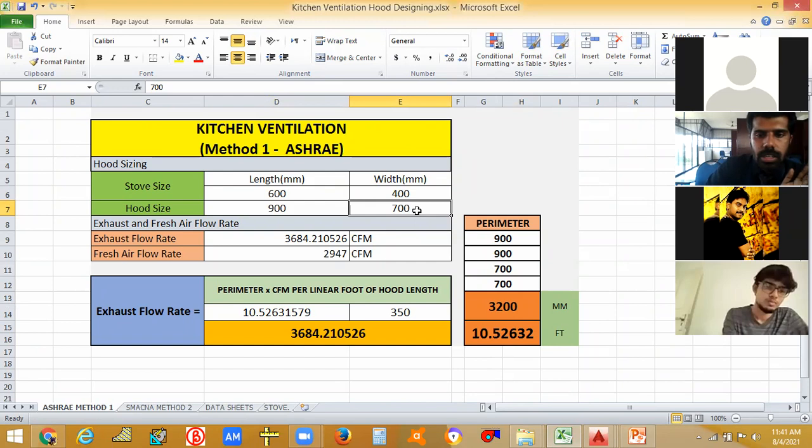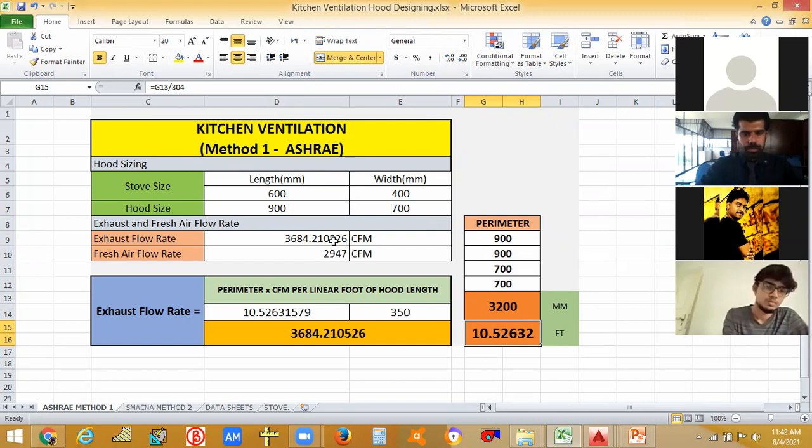Understood? Now you have to give the perimeter. What will be the perimeter of the hood? 900 plus 900 plus 700 plus 700, because we have taken island type. So you got 3200 mm as the perimeter, and when you convert it into feet you will get 10.52 feet. So you got the perimeter as well as the length and width of the stove.